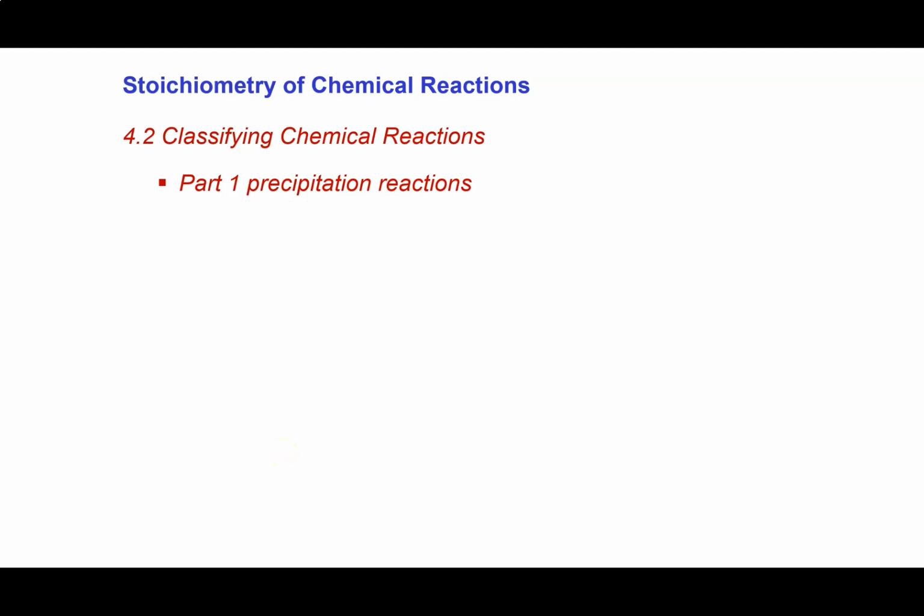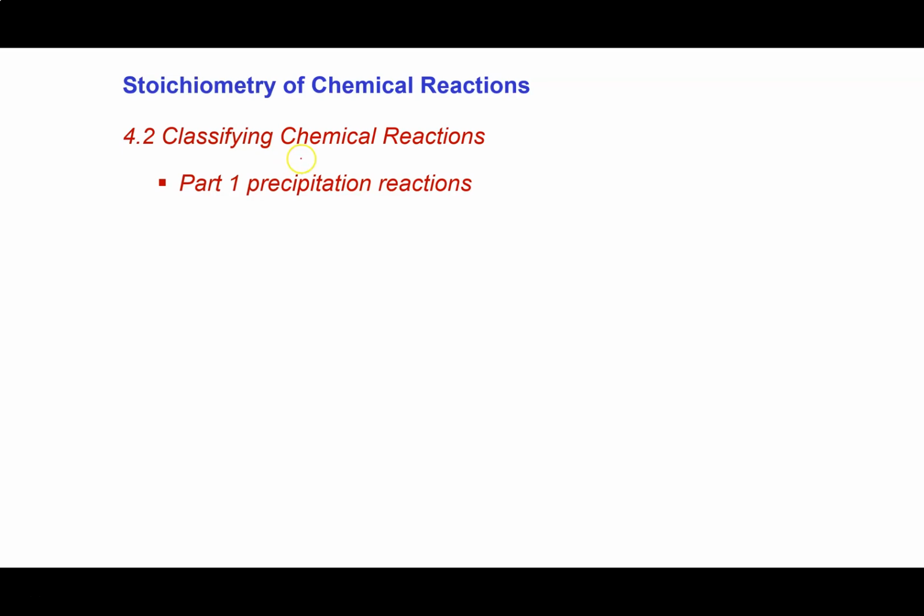In section 4.2, we begin to learn to classify chemical reactions, and we're going to learn to understand three different types of reactions: precipitation reactions, redox reactions, and acid-base reactions. And I'm going to make a video for each of these three types of reactions.